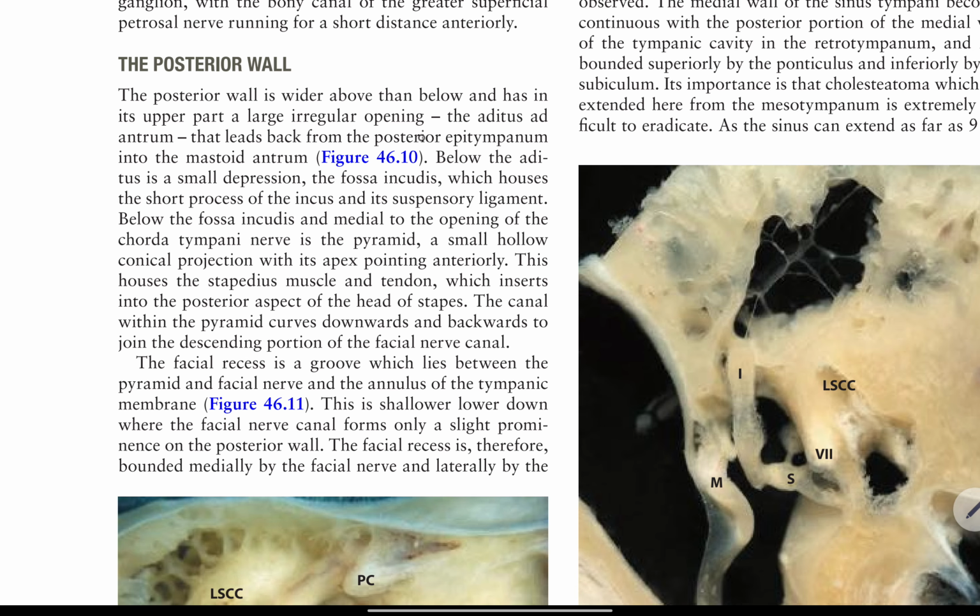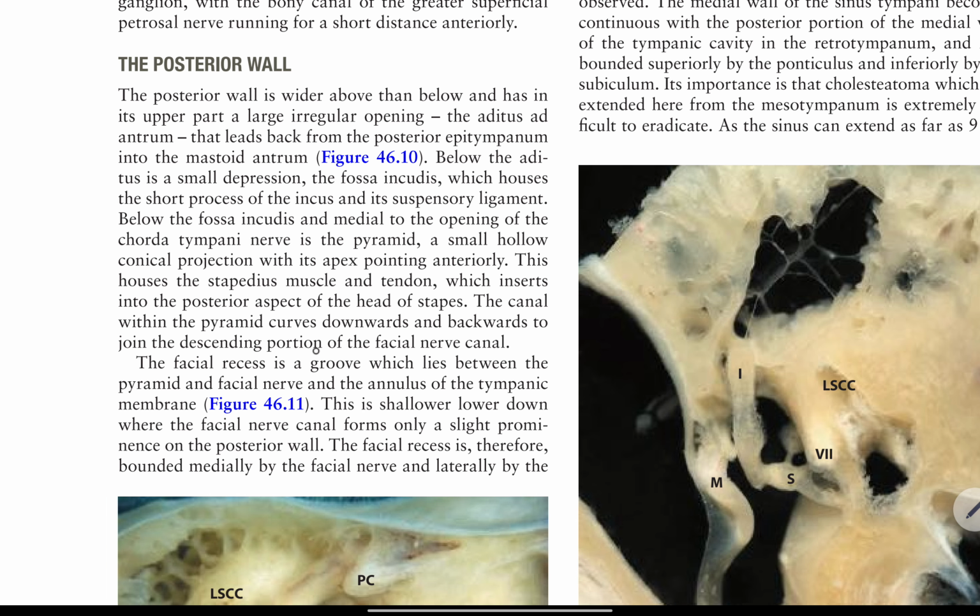Below the fossa incudis and medial to the opening of the chorda tympani nerve is the pyramid, a small hollow conical projection with its apex pointing anteriorly. This houses the stapedius muscle and tendon, which inserts into the posterior aspect of the head of the stapes. The canal within the pyramid curves downwards and backwards to join the descending portion of the facial nerve canal.